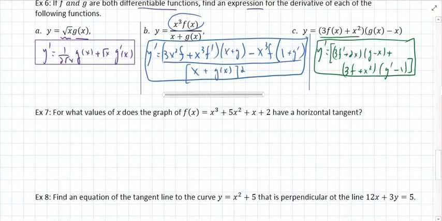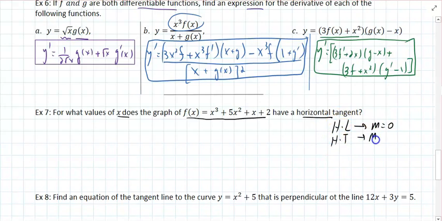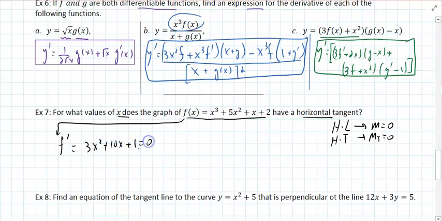Example 7. For what values of x does this graph have a horizontal tangent? Remember, if you have a horizontal line, the slope must be 0. If you have a horizontal tangent, that means the slope of the tangent is 0. Well, the slope of the tangent is a derivative, that is 3x squared plus 10x plus 1. And I want to know, where does that equal 0?